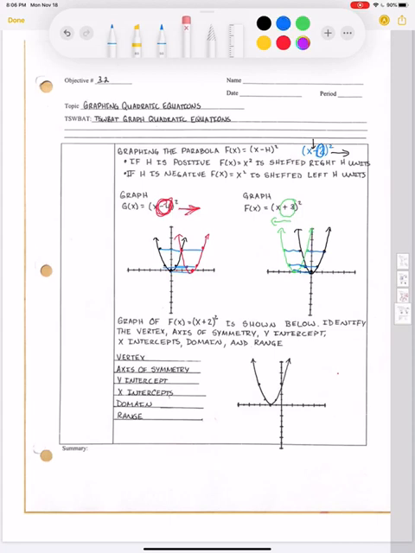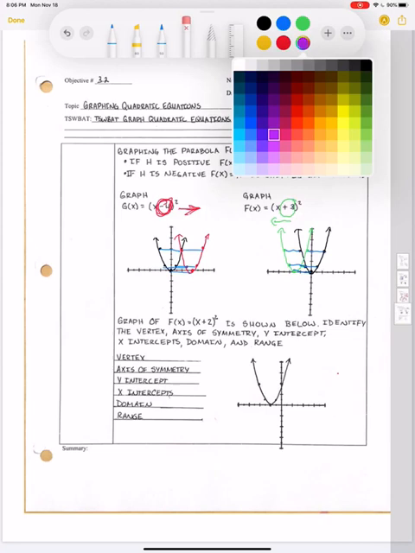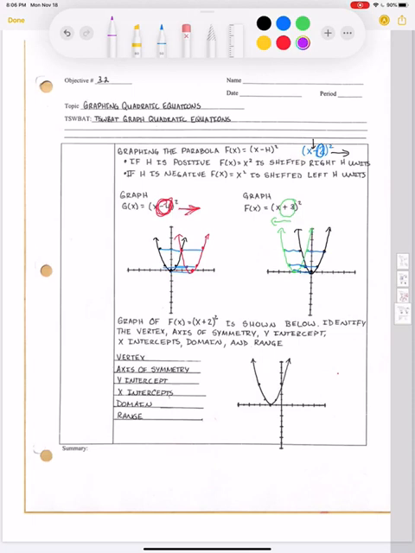The graph of f of x equals x plus 2 squared is shown below. Identify the vertex, axis of symmetry, y-intercept, x-intercepts, domain, and range. So here we're going to look at the vertex. Again, vertex is where it changes direction. It should be a no-brainer by now. This is at the point -2, 0. My axis of symmetry is the line that cuts my graph in half. It's at the line x equals -2.